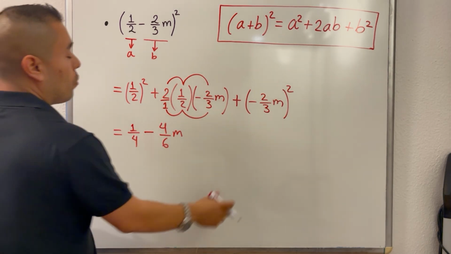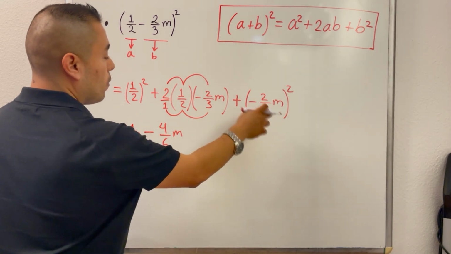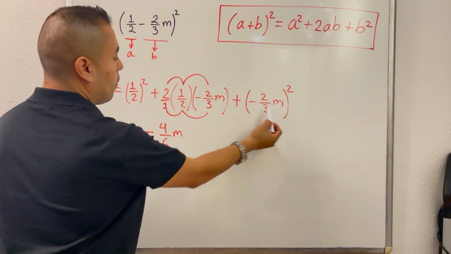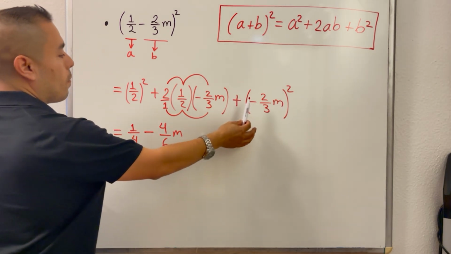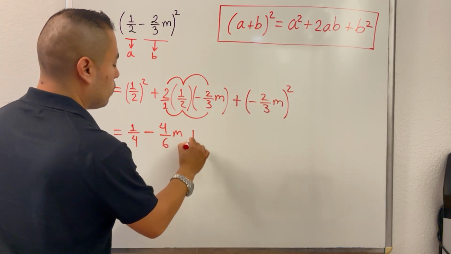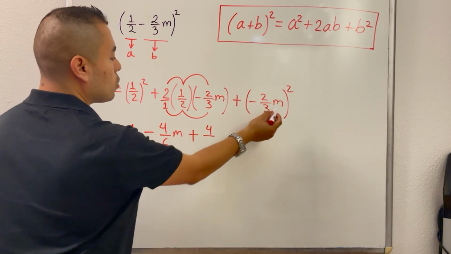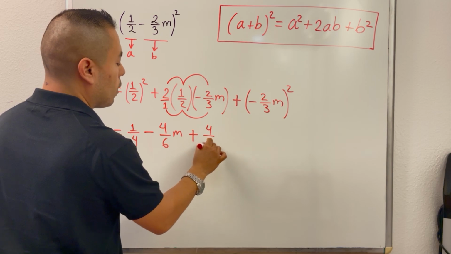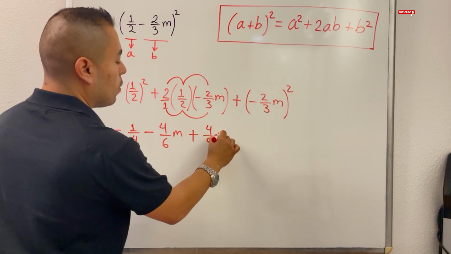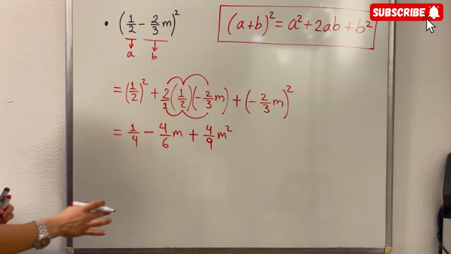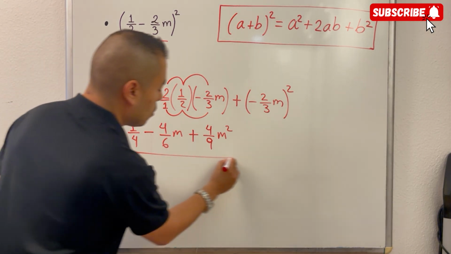And finally, for the third term, we have minus 2/3 m squared. This is, the square will apply to 2/3, the m, and the minus here. This is minus by minus is plus. 2 squared is 4, and 3 squared is 9. And the m squared here. And this will be the result.